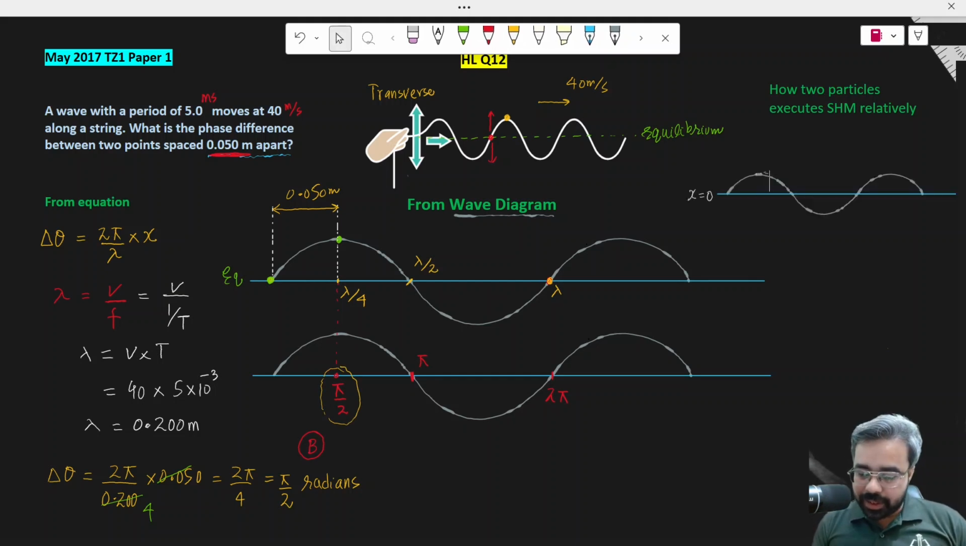Last but not least, just quickly see here, when the one particle is at equilibrium position, the other particle will be at extreme position, x is equal to positive x0. When this particle moves up because it is executing SHM, this particle will move down and its new position will be this one at equilibrium position. So that means the phase difference is 90 degrees or pi by 2.